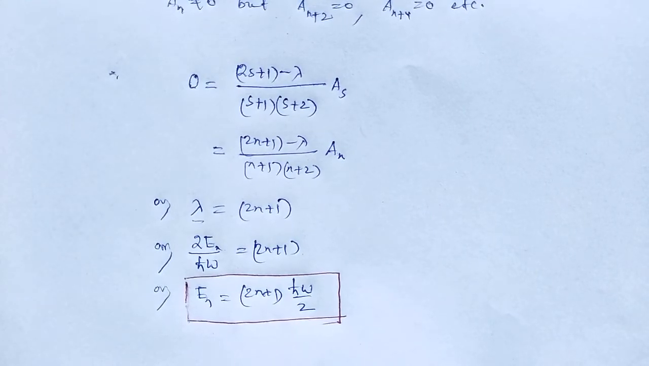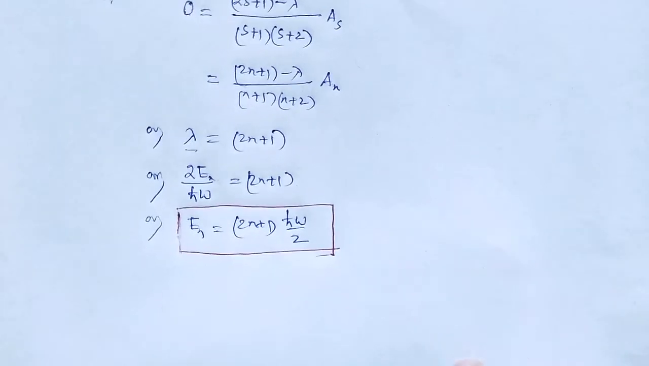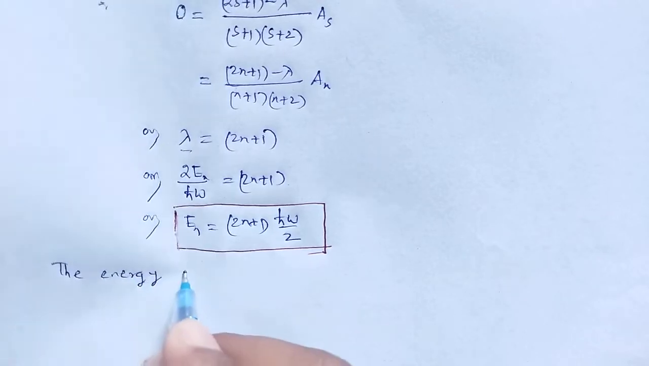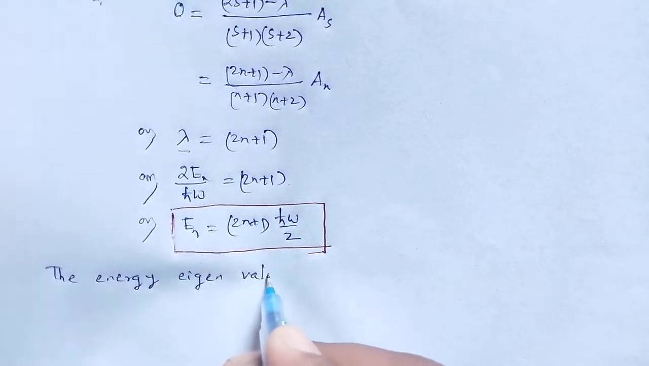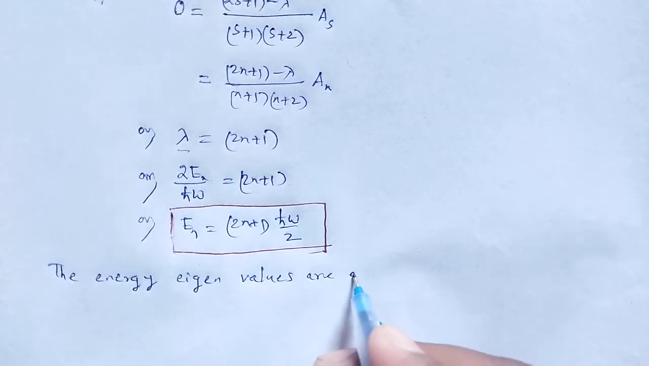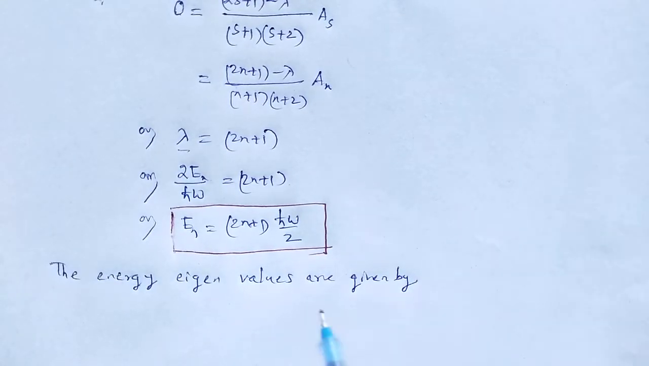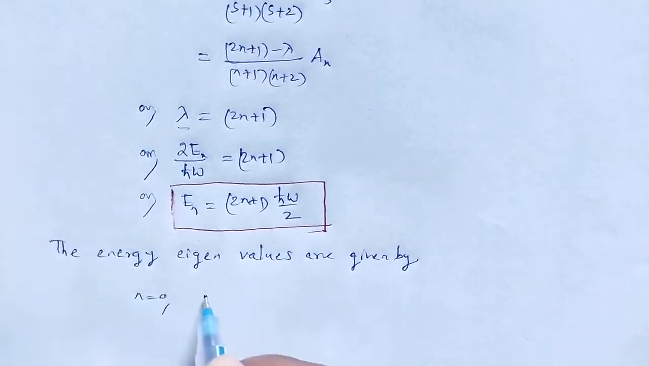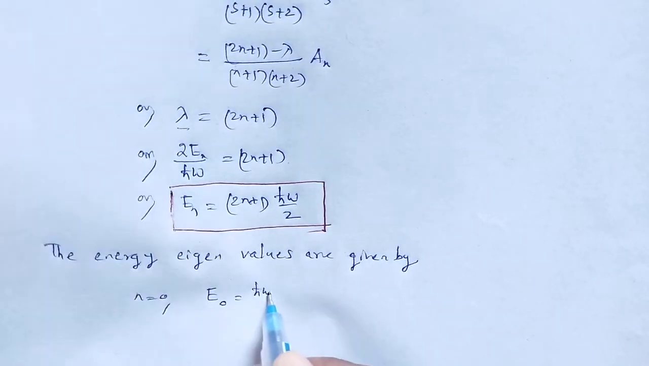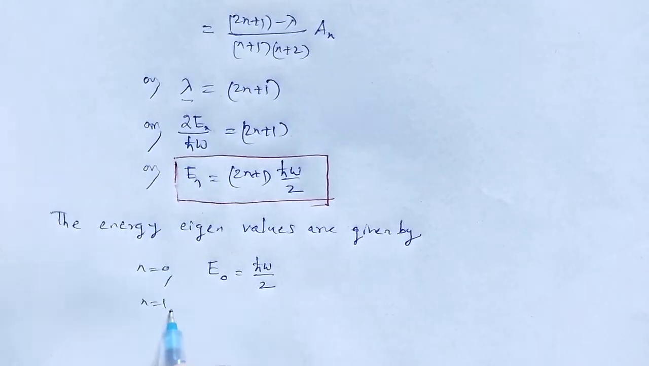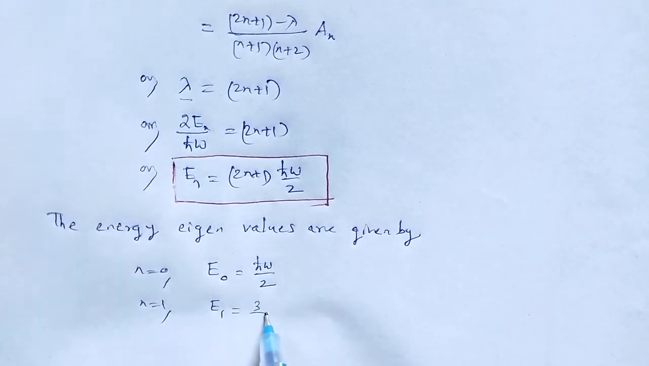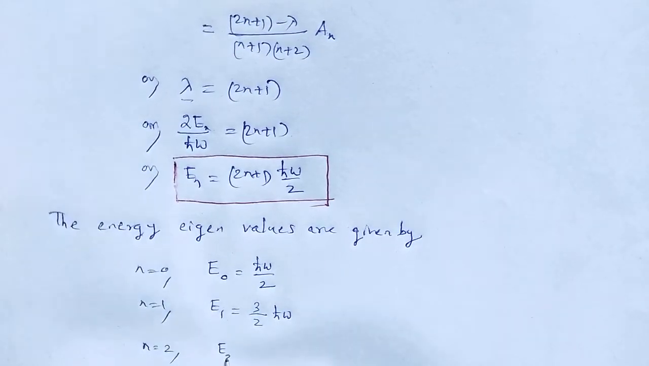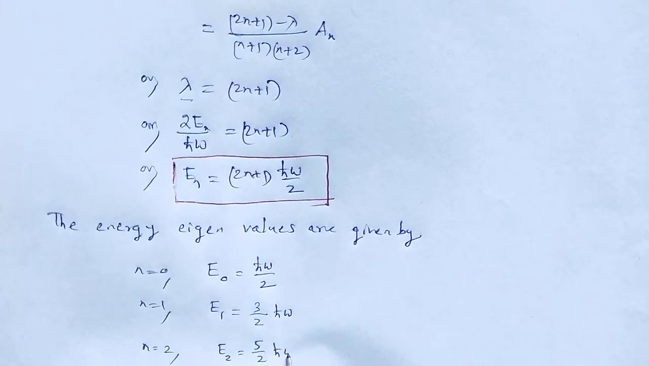The energy eigenvalues are given as follows. For n is equal to 0, E0 is equal to h cross omega by 2, and for n is equal to 1, E1 is equal to 3 by 2 h cross omega. For n is equal to 2, E2 is equal to 5 by 2 h cross omega.